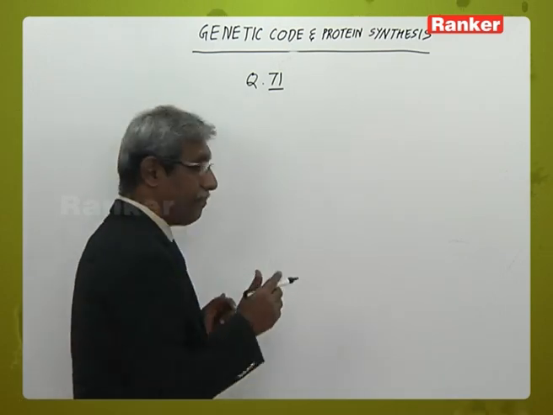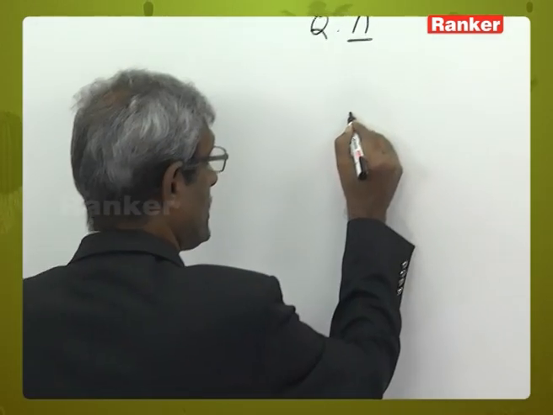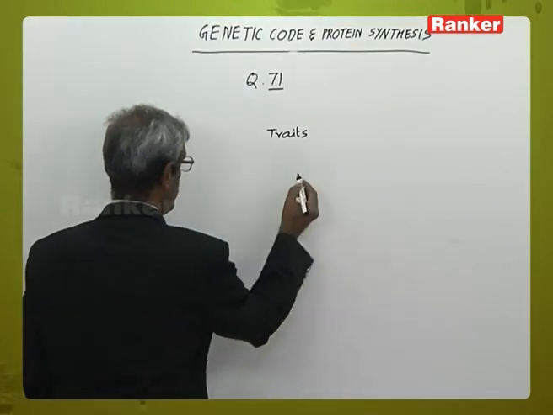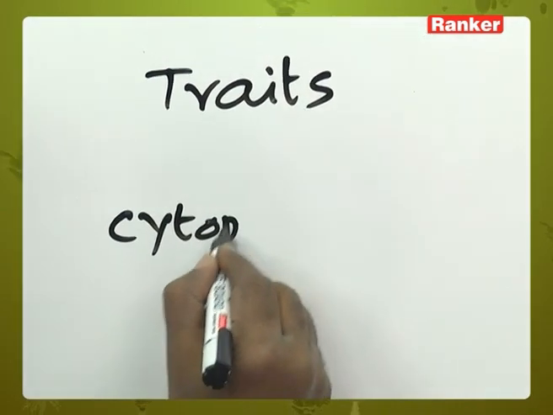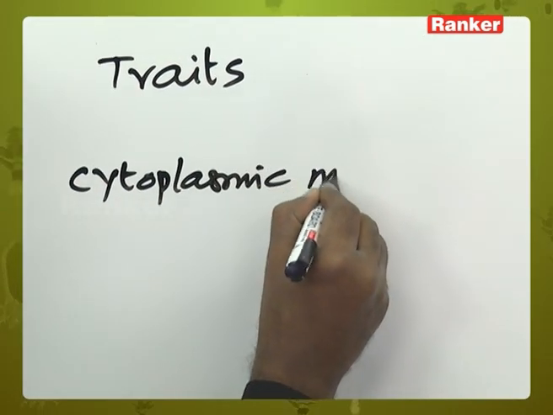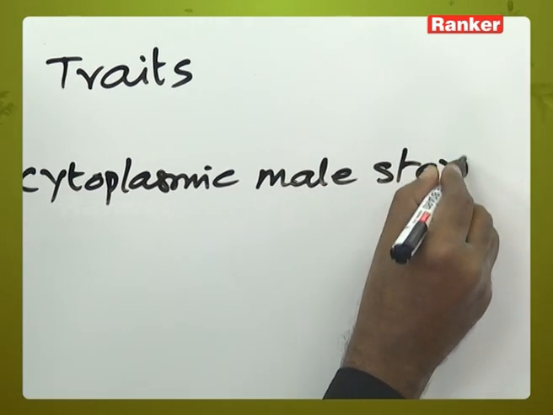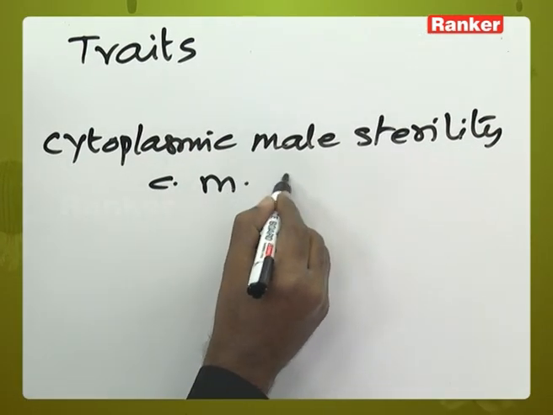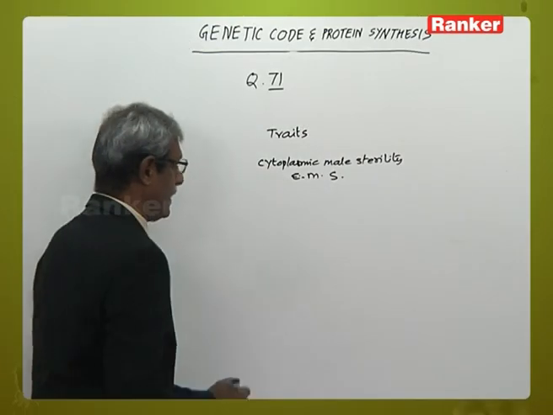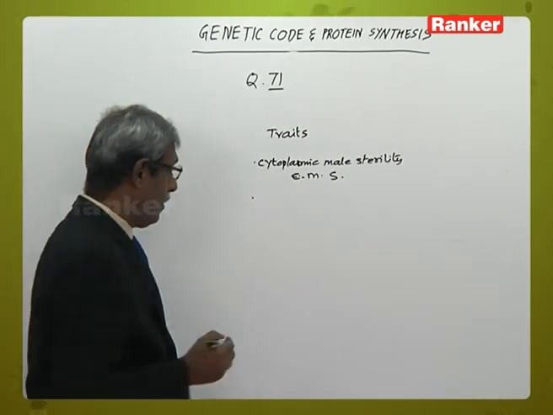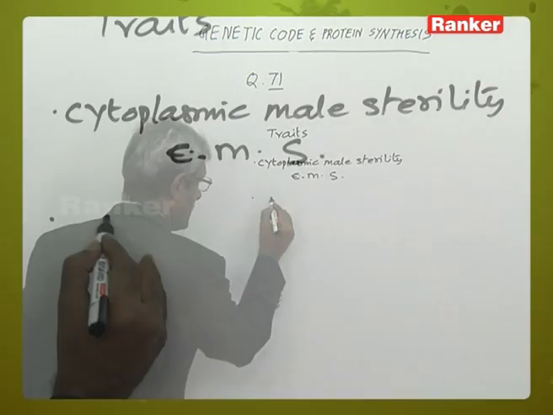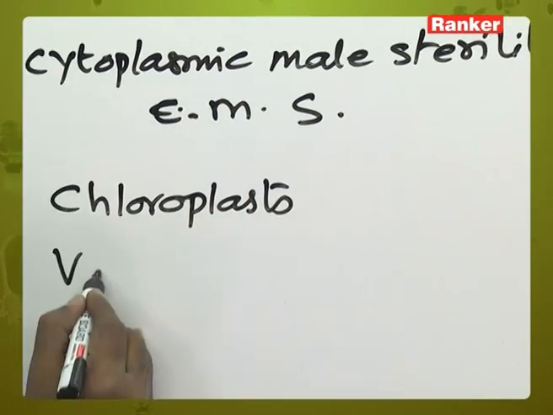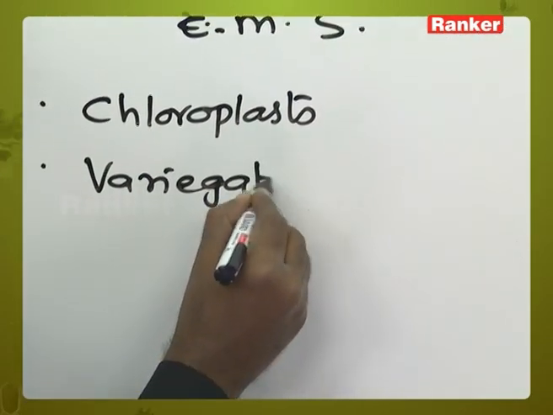Whereas whenever we have traits like cytoplasmic male sterility, CMS, or we have the inheritance of chloroplasts, or we look at variegation in plants.